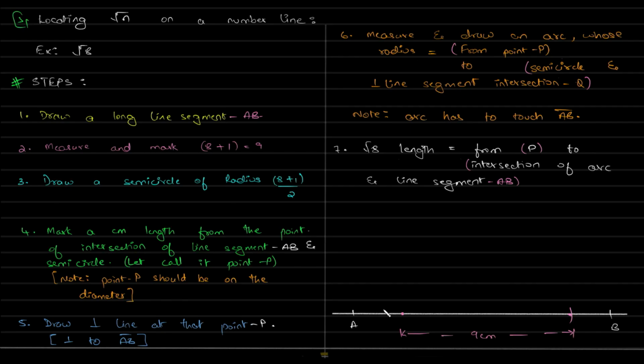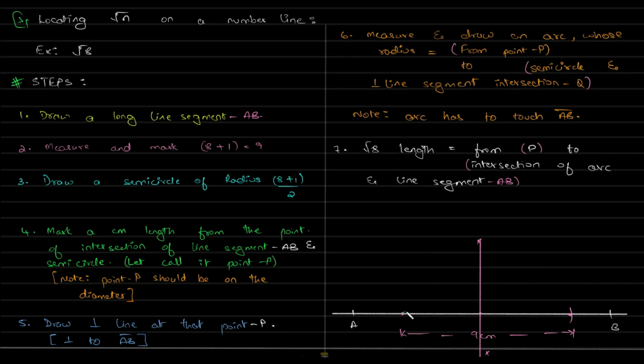Now draw a semicircle of radius 8 plus 1 by 2. So we have 9 centimeter. So we need to draw a semicircle with 4.5 as your radius. For that, we need to draw a perpendicular line. Use perpendicular bisector idea. So that's how we can get the center. That's one of the ways of getting the center. And with this as a center and 4.5 centimeter as the radius, draw arc.